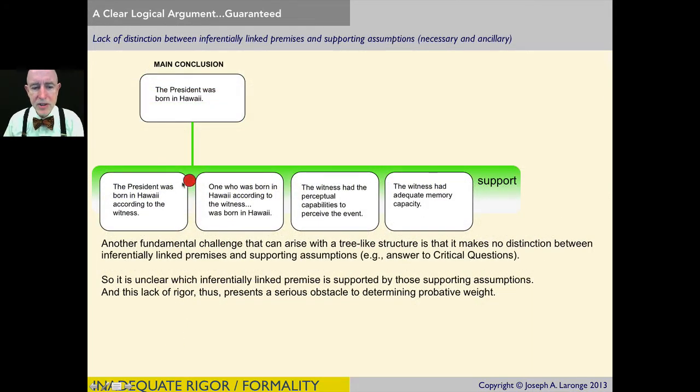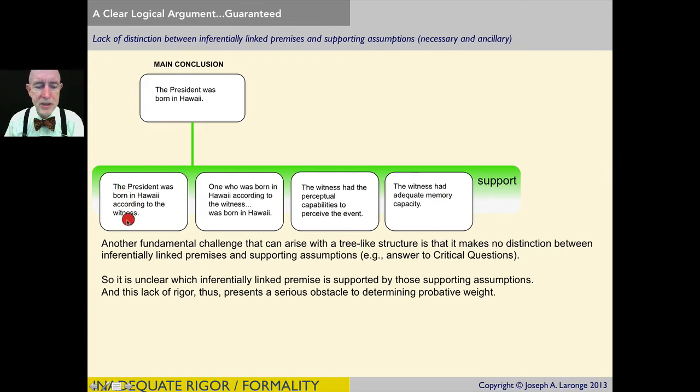And here's just another example. I was talking about the heuristic, but failing to recognize the difference between inferentially linked premises and supporting assumptions. But in general, the whole tree open architecture design makes no distinction that I've seen between the inferentially linked premises and the supporting assumptions. They're all just tossed under here.